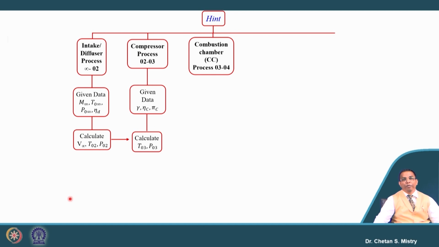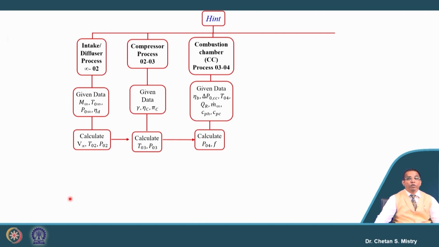We have our component, that is, the combustion chamber. For this combustion chamber, the efficiency, total pressure loss, turbine entry temperature, and calorific value are given to us. So, we can calculate the outlet pressure and fuel air ratio from the combustion chamber.